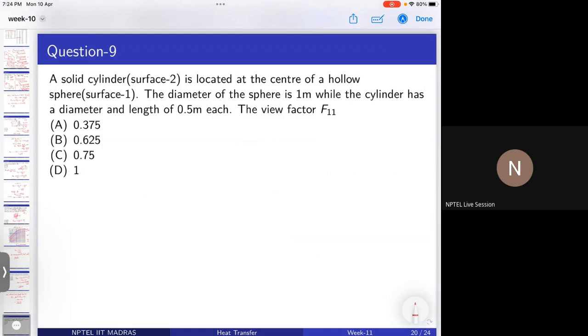Another question of view factor: we have a solid cylinder which is located in the center of a hollow sphere. The diameter of the sphere is 1 meter while the cylinder has a diameter and length of 0.5 meter each. We have to find out the view factor F11. So now I think you are a little bit comfortable with view factor. I will give 2-3 minutes to solve this question. If you have any doubt regarding the question, you can ask.